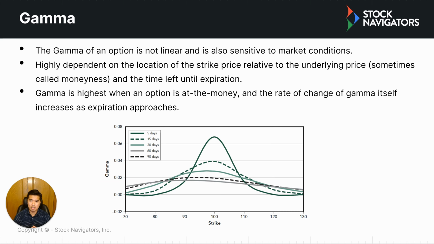So the gamma of an option is not linear, and it is also sensitive to market conditions. The gamma is highly dependent on the location of the strike price relative to the underlying price, sometimes called the moneyness, and the time left until expiration. Meaning as the option approaches the expiration date, the gamma will start to increase exponentially. And the gamma is highest when an option is at the money. And the rate of change of gamma itself will increase as the expiration approaches.